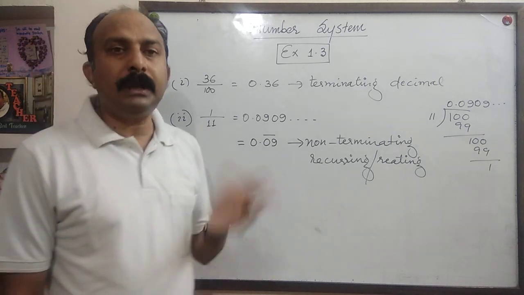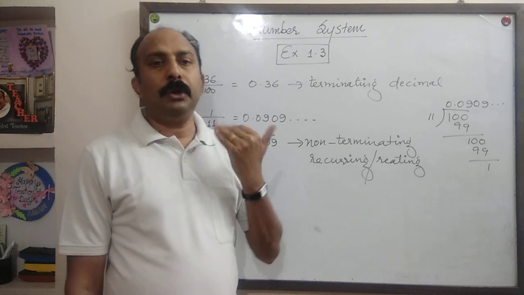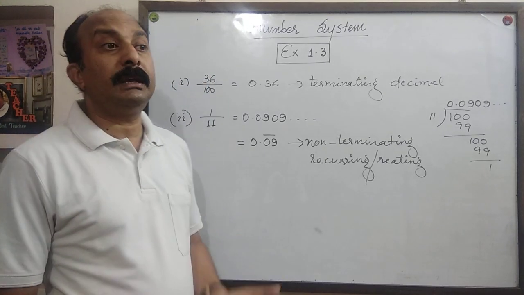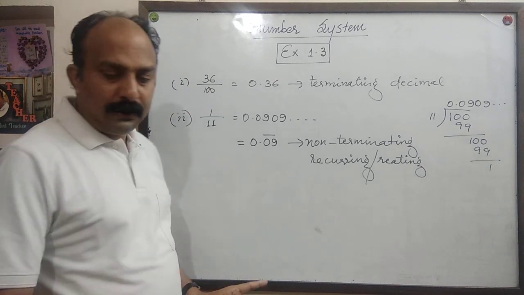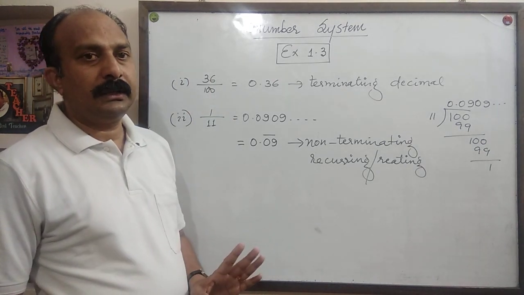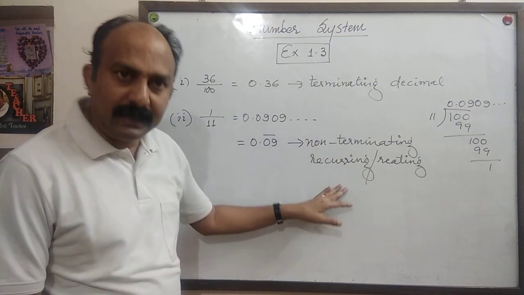Non-terminating non-recurring decimals are called irrational numbers. So in question number 1, all the numbers are rational, so your answer will be either terminating or non-terminating recurring.